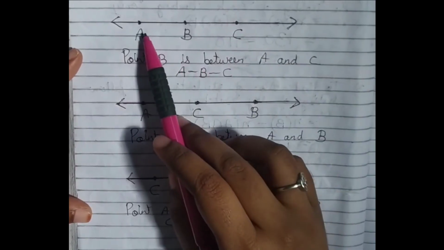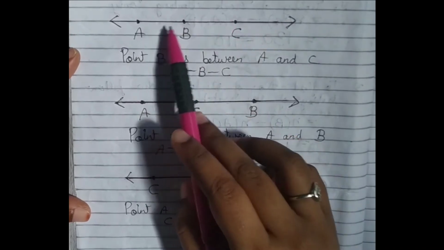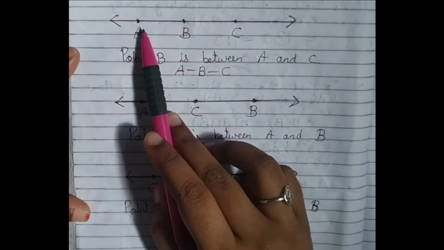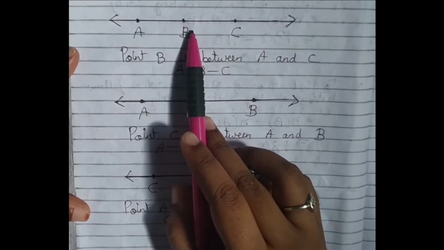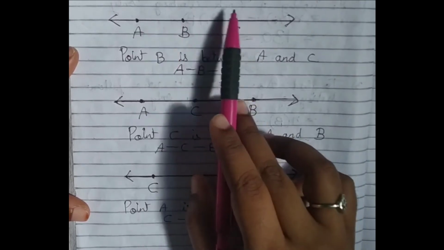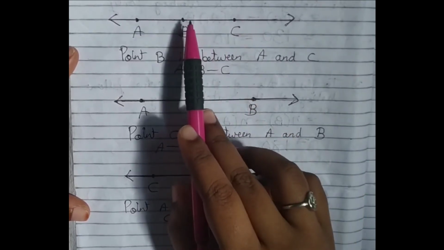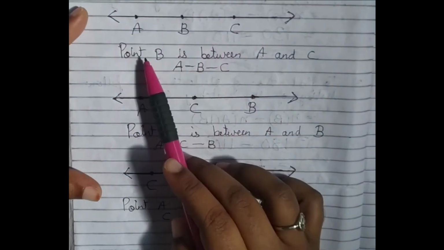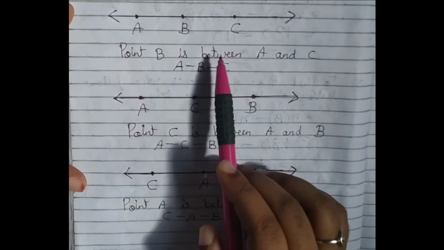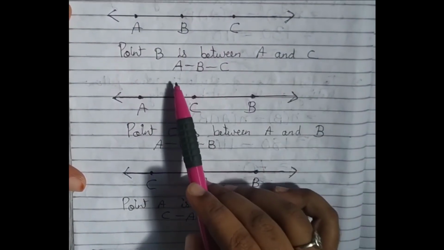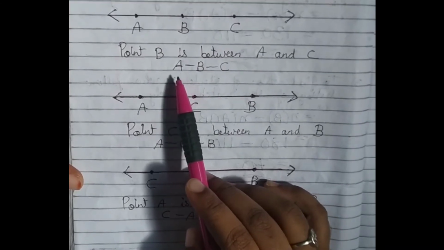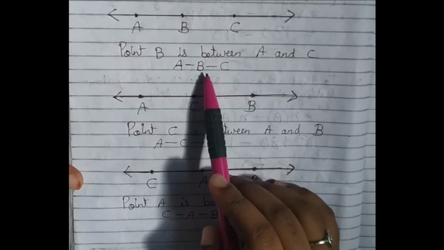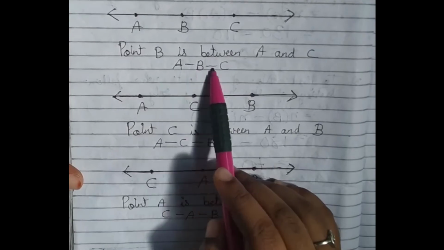Betweenness. See here the points A, B and C, collinear points. Here we can see the point B is between A and C. We say point B is between A and C, and this is how we denote it: A-B-C. The point B should be between A and C.